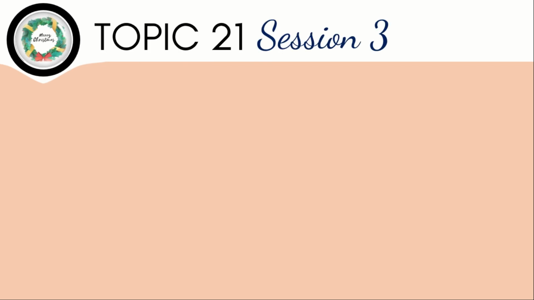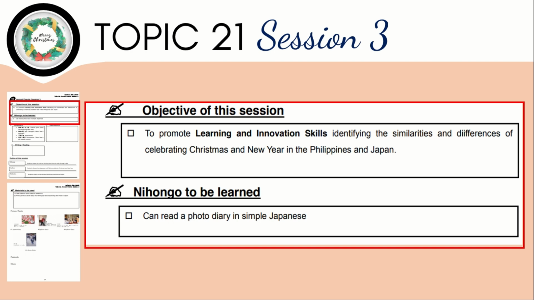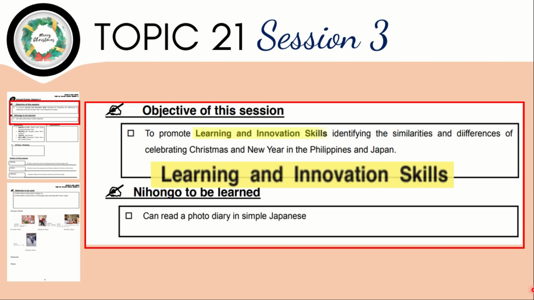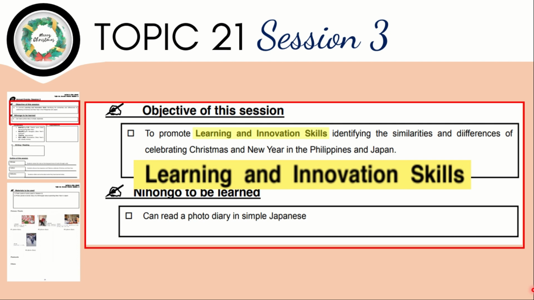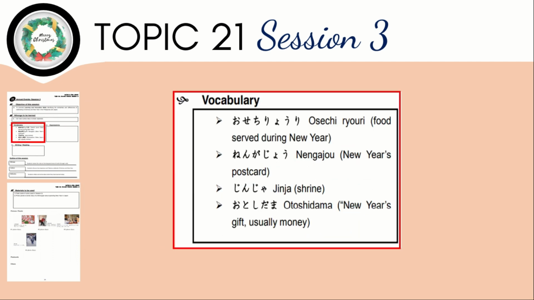じゃあ皆さん、次は Topic 21 Session 3です。Let's start with an overview of Session 3. Our objective for this session is to promote learning and innovation skills and for our students to read a photo diary in simple Japanese. And here are the vocabularies for this session. Osechi ryori, nengajo, jinja, and otoshidama.